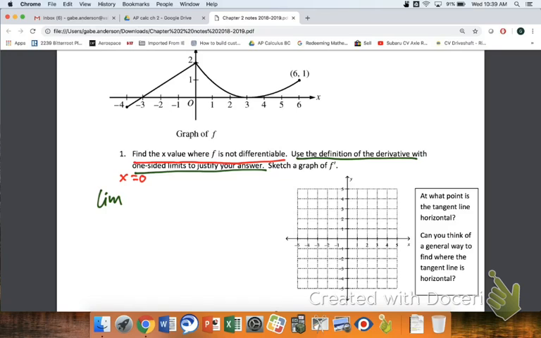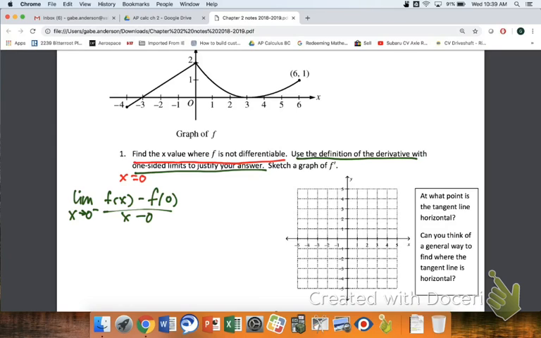The limit as x, you know what, sorry, let me give myself a little bit more room here. I'm going to say the limit as x approaches 0 from the left of f of x minus f of 0 over x minus 0. I hope you recognize that as the definition of the derivative, right? From the left, at least. So let's look at the graph.